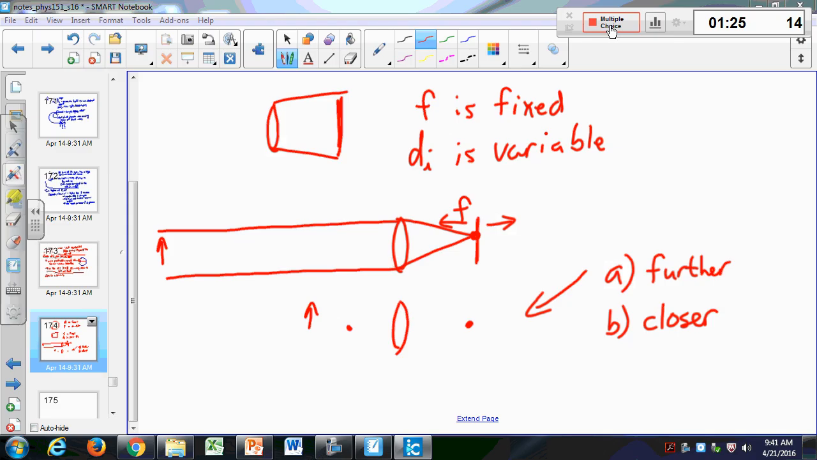Now, if I bring an object that's up close, I want to know what happens to the orientation of the lens and the film. Does the film need to be further back behind the focal point? That would be A. Or does the film need to be up closer to the lens? That would be B. Does it need to be further away from the lens, like the lens coming out, or closer into the lens? I think maybe I misspoke earlier. Is that more clear to you?